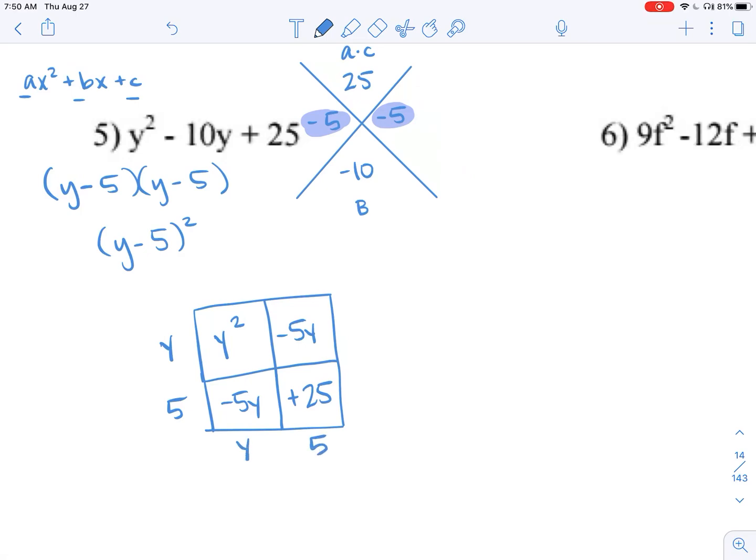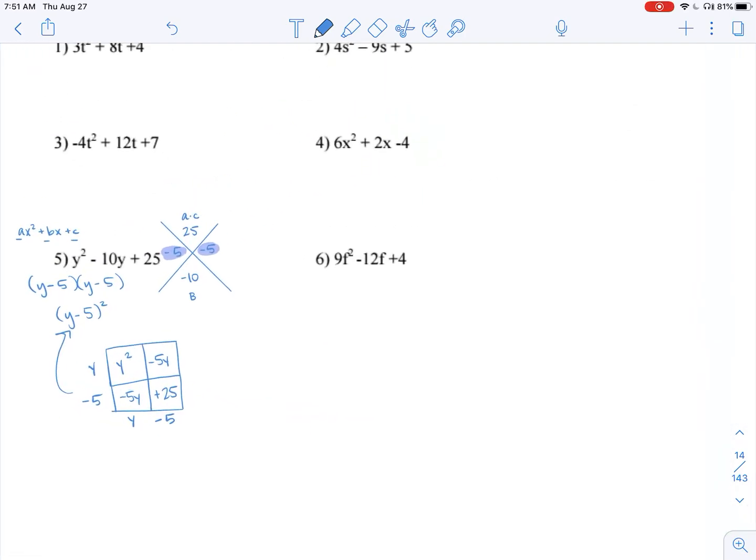Think of this as your Punnett square that you might see in biology. Y times y is going to give you y squared. And here I need to end up with a negative 5, so I'm going to change this sign here, and same thing down here in the bottom left-hand corner. And here again is that y minus 5 and y minus 5. This method comes in handy whenever you have something other than 1 as your first digit.